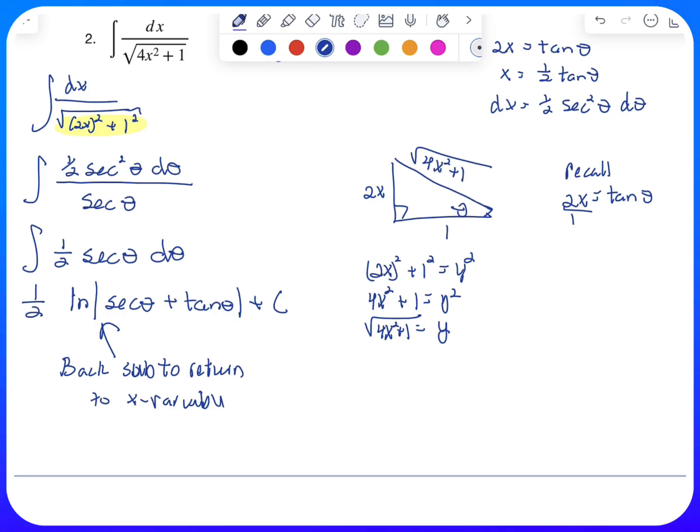Now we need to figure out secant of theta, because that's in our answer. And secant of theta, using our right triangle trig, is going to be our hypotenuse over our adjacent.